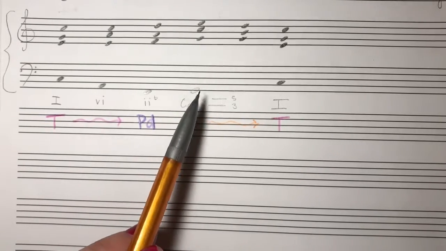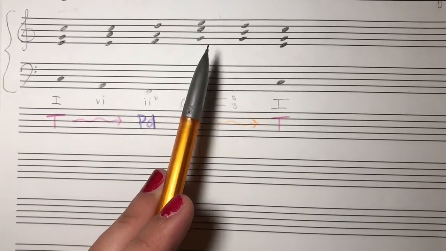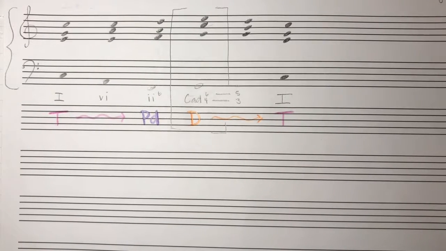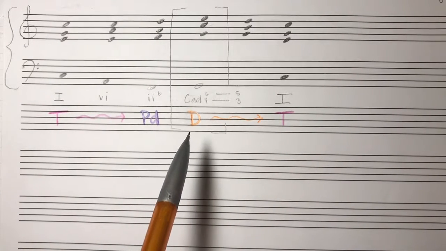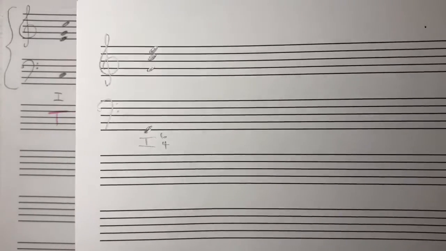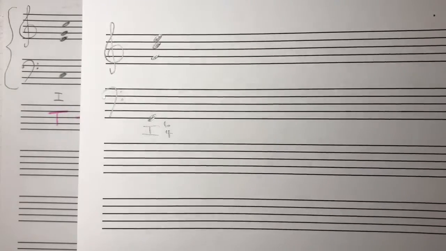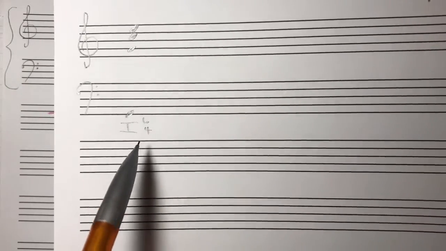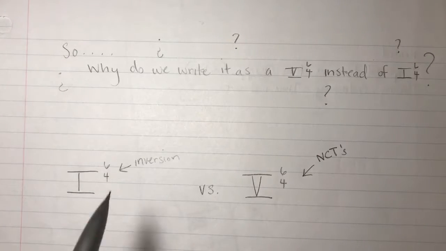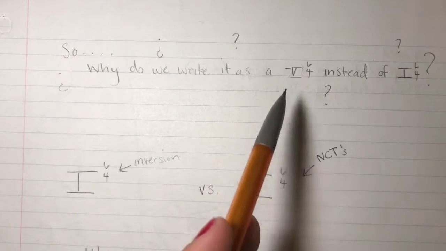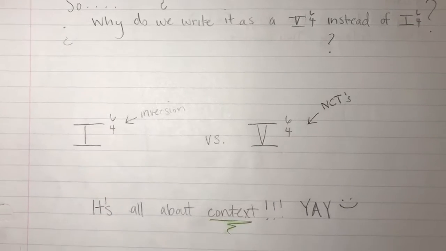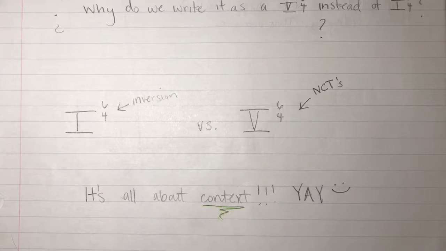And the reason is because it technically is a 1 6/4 chord. If we go ahead and isolate this single chord here exactly as it's written in this progression, we see that it is indeed just a 1 chord in second inversion, which is indicated by the 6/4 here. So that doesn't answer our question as to why we write it as a 5 6/4 or a cadential 6/4 instead of a 1 6/4. And the answer to that is that it all depends on the context.